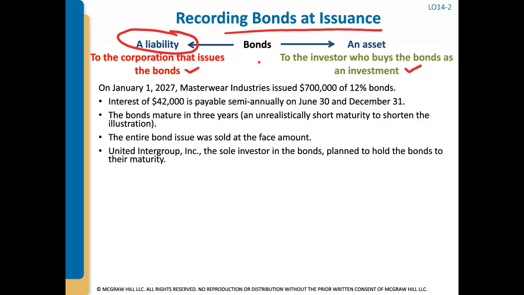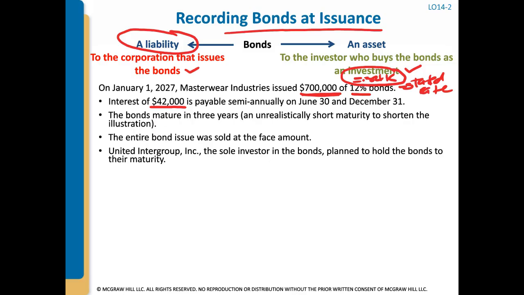On January 1, 2027, Masterwear Industries issued $700,000 of 12% bonds. Let's just stop right there. $700,000 is the maturity value or the principal amount or face value, all meaning the same thing. This 12% is the stated rate on this bond. Means when you issue the bond, to figure out the interest payment, you're going to take your face value, 700,000, times your 12%, which will equal $84,000. That's an annual amount of interest.